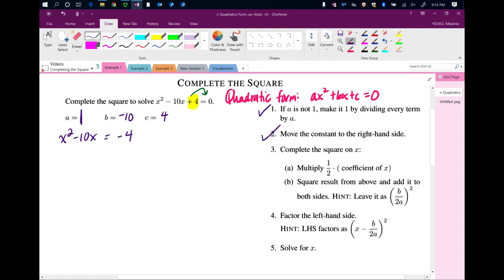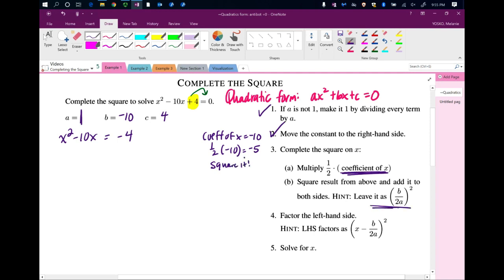Here's the part where we actually do the completing the square process. We're going to take the coefficient of x, not x squared, common mistake, coefficient of x, and multiply by 1/2. Okay, so the coefficient of x is negative 10. So we're going to do 1/2 times negative 10. And that's like negative 10 divided by 2, so we get negative 5. So that's the first step right here. Multiply 1/2 by the coefficient of x. And then we're going to square that result.